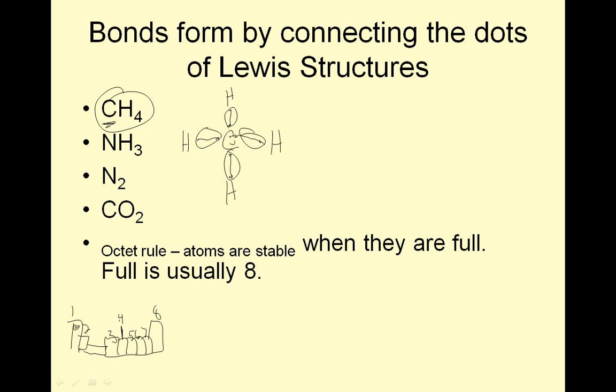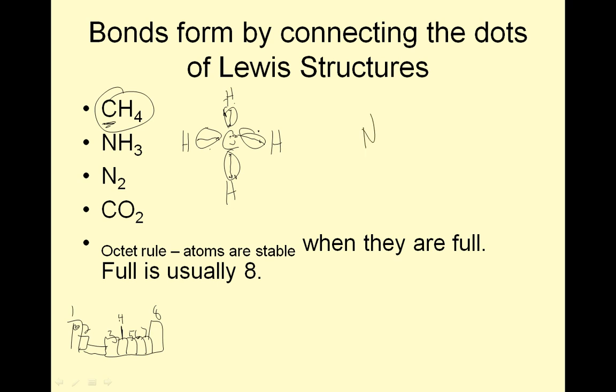Now hydrogen has only 2. Remember how these double count? So each hydrogen has 2, but that makes hydrogen happy because it only needs 2. Remember, hydrogen only needs 2. It's pretty much the only one that needs that. We'll go over the other ones that don't. But for us, hydrogen's the only one that needs 2.